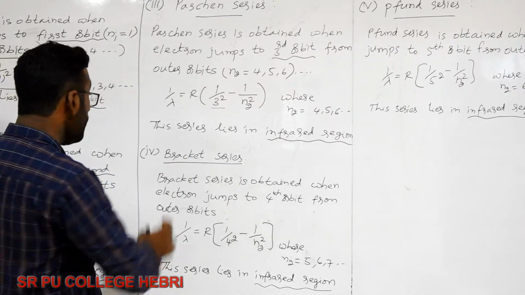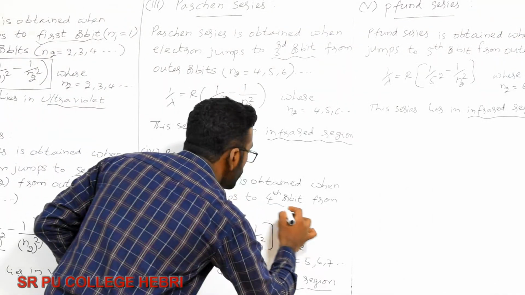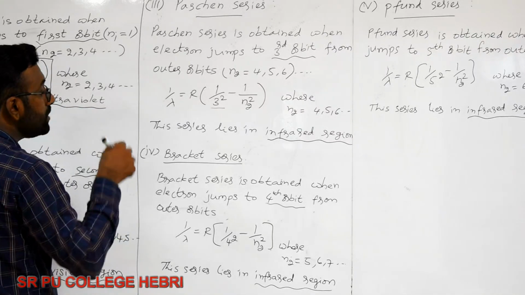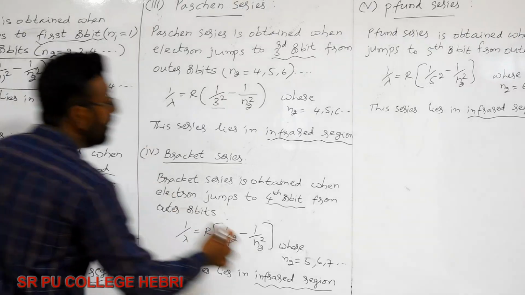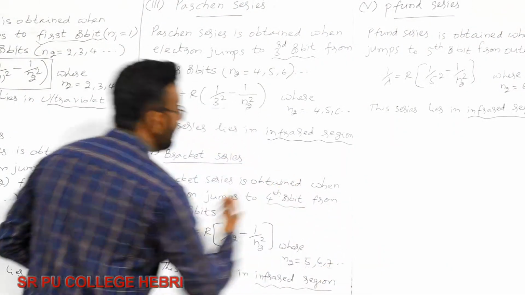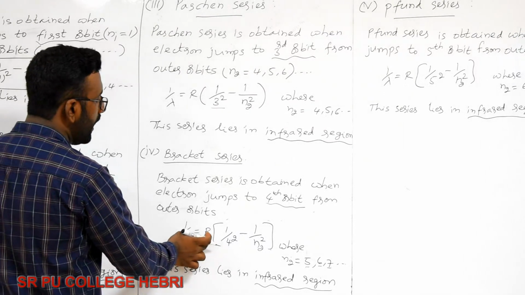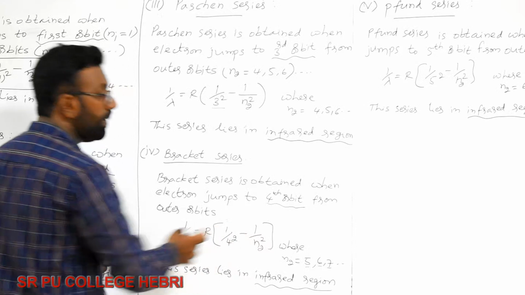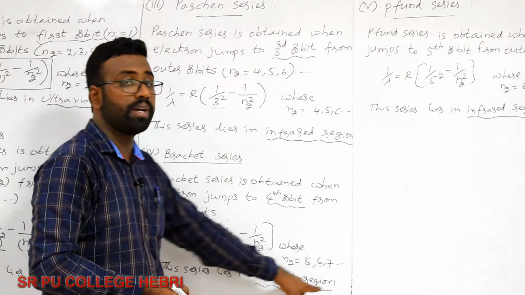Okay. Brackett series is obtained when electron jumps to fourth orbit from the outer orbits. So when electron jumps to fourth orbit, what will be the outer orbits? Outer orbits will be 5, 6, 7, etc. So equation will be 1 by lambda is equal to R into 1 divided by 4 square minus 1 divided by n2 square. This series also comes under infrared region.